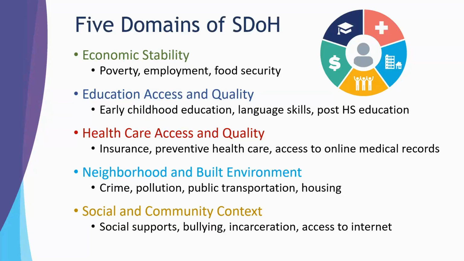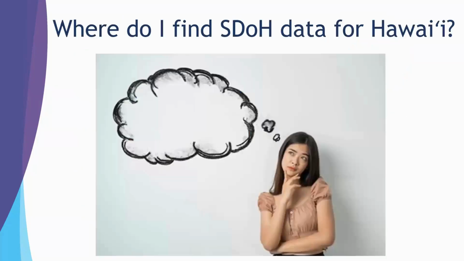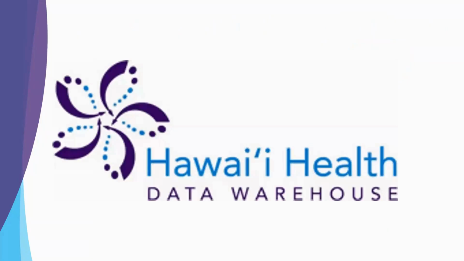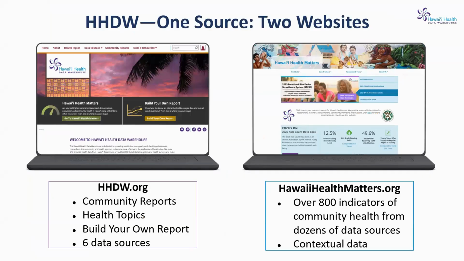Given that that is our framework for social determinants of health, where can we find data on social determinants of health for Hawaii? Well, one option, of course, is the Hawaii Health Data Warehouse, or HHDW. We've been around for almost 25 years helping to manage and disseminate public health data for the state. Part of our purpose is to gather, organize, and present health data to the public in a user-friendly format. We do this using 2 websites: hhdw.org and hawaiihealthmatters.org. There's a little summary of each site. I'm going to talk briefly about each one because we will look at social determinants of health data on both sites.